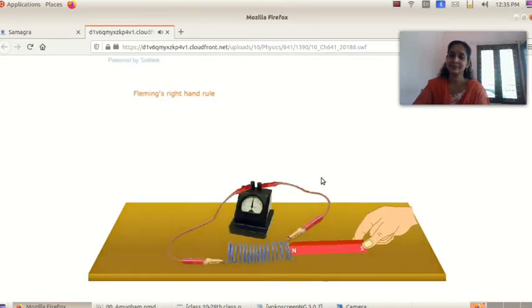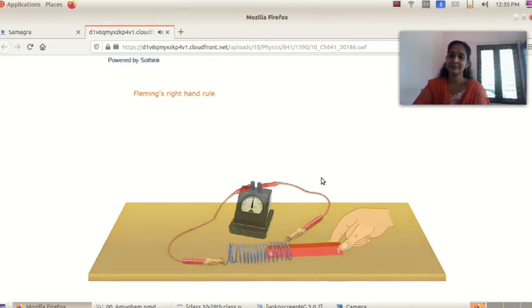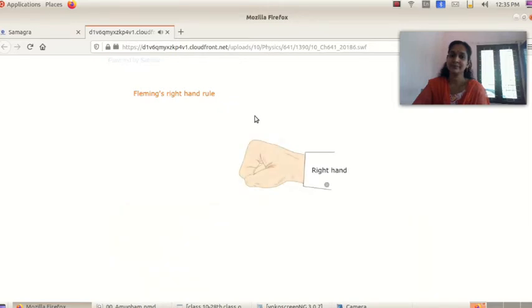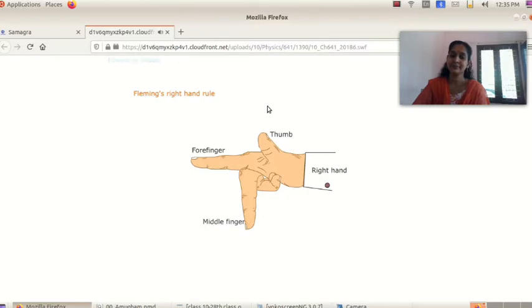Fleming's right-hand rule. The current is induced in a coil of wire whenever there is a change in magnetic field. Fleming's right-hand rule helps us to predict the direction of the induced current. Stretch the forefinger, the middle finger, and the thumb of the right hand such that they are mutually perpendicular to each other. If the forefinger indicates the direction of the magnetic field, the thumb indicates the direction of motion of the conductor, then the middle finger indicates the direction of induced current in the conductor.